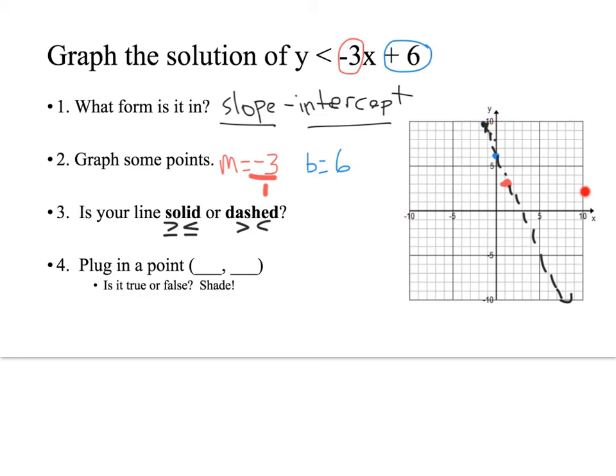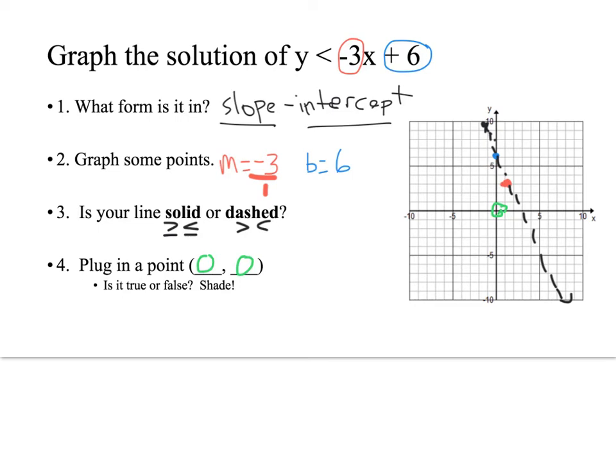Because either this giant set of points, and of course anything infinitely in all these directions, or this giant set of points this direction, one or the other is true for this inequality. So we want to plug in a point. And I'll tell you, the easiest point to plug in, if it's possible, is the origin. Now remember, the origin is the point at 0, 0. So this point right here, 0, 0, is the origin. And it's easiest to check that because zeros are really handy to work with.